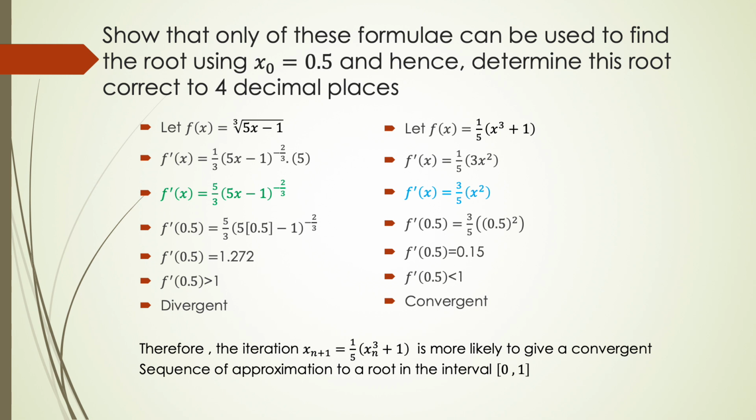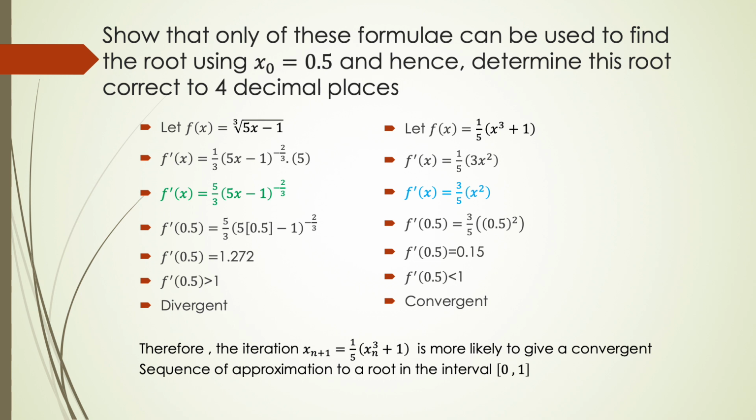The second iterative formula is 1 over 5 (x to the power 3 plus 1). So we differentiate the iterative formula with respect to x. We have 3 over 5 (x to the power of 2). We substitute the initial value 0.5 into the equation. We get the answer 0.15. So f prime 0.5 is less than 1.